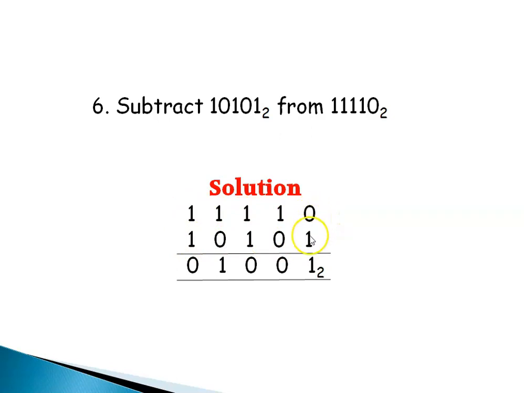Okay, if I say 0 minus 1, that will not be possible, so I'll have to borrow 1 from here and bring it here. Remember, the one I'm borrowing is actually 2 because I'm working in base 2. So 2 minus 1 will give me 1. I borrowed 1 here, I'm left with 0. 0 minus 0 is 0. 1 minus 1 is 0. 1 minus 0 is 1. 1 minus 1 is 0. And so my final answer is 01001 base 2. Is that taken?